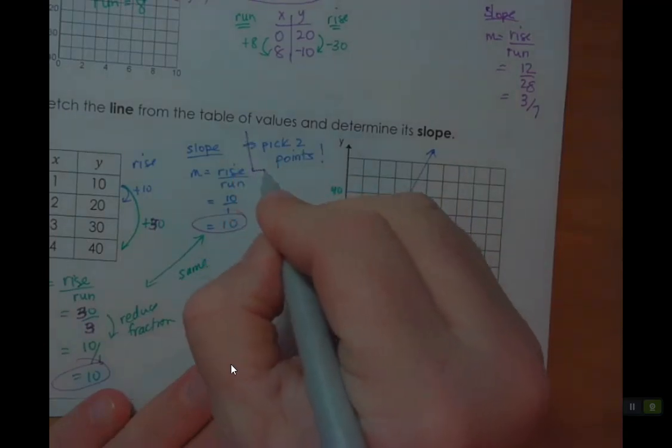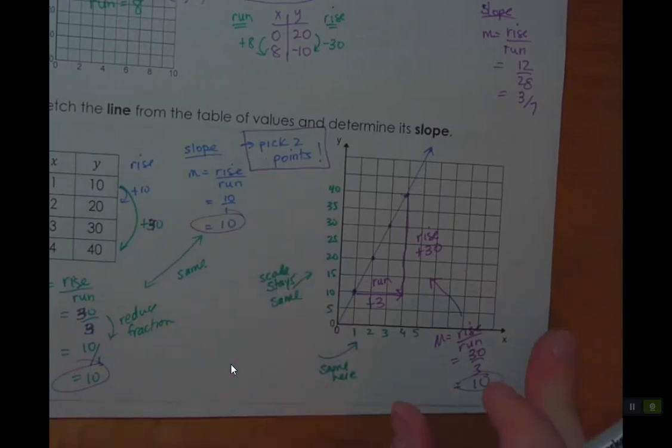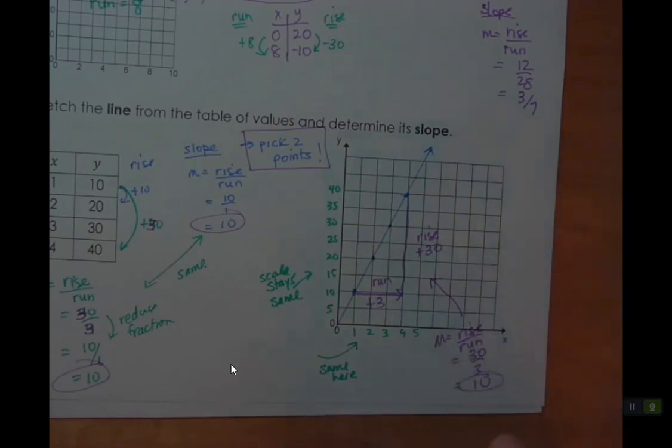The big thing is pick 2 points. You need 2 points to draw a line. You need 2 points to find the slope. You pick a line. Pick one works. It could be points in between. It could be points that are extraneous. Okay, it doesn't matter.